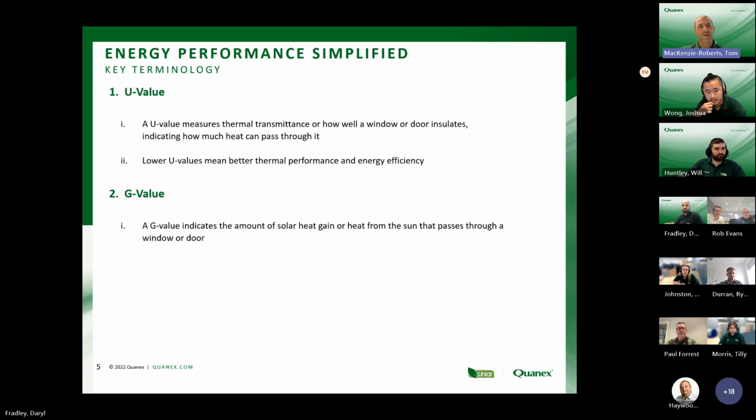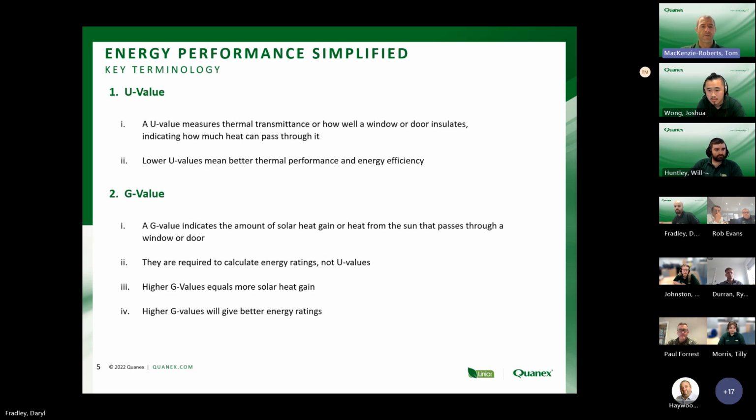The G value indicates the amount of solar heat gain, or heat from the sun, that passes through a window or door. They're required to calculate energy ratings, but not U values. The higher the G value, the more solar heat gain. So a higher G value will give you a better energy rating, but it'll also give you a worse U value, typically.